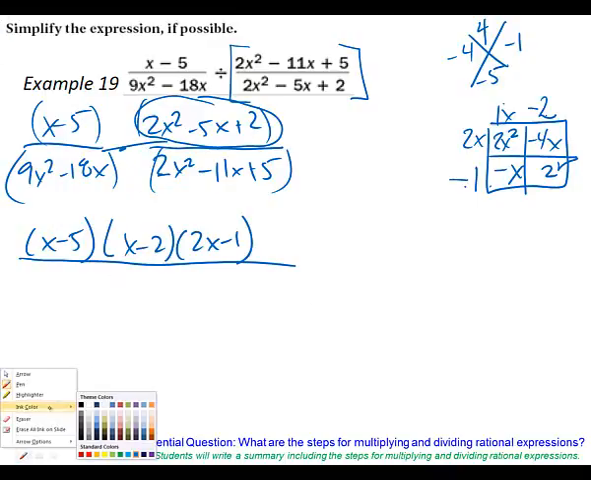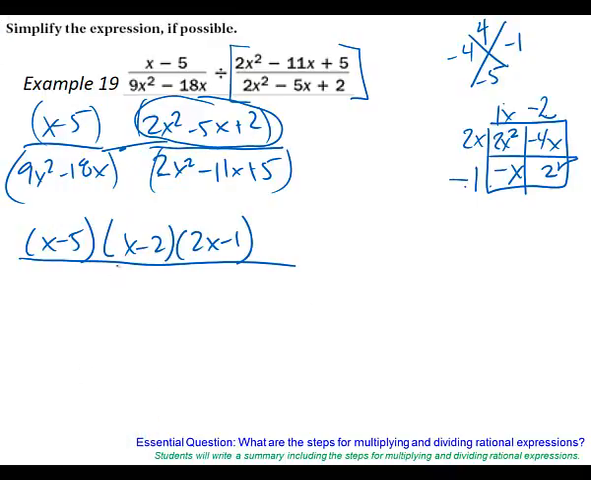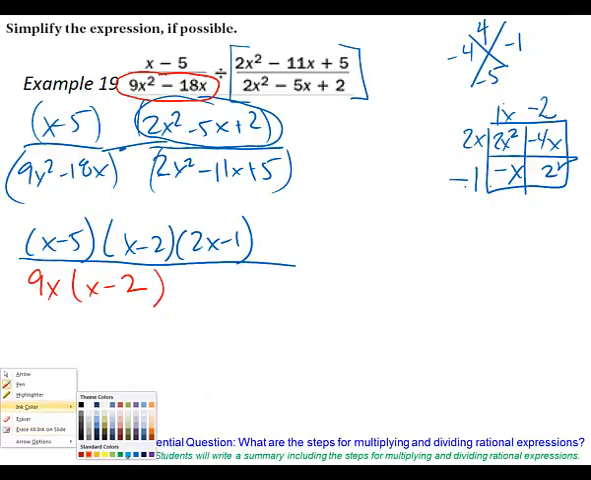Okay, now let's go to the denominator. Let's look at this piece right here. What do we have to do there? Take out 9x. Okay, take out a 9x, I like. What are we going to be left behind with? X minus 2. Good.